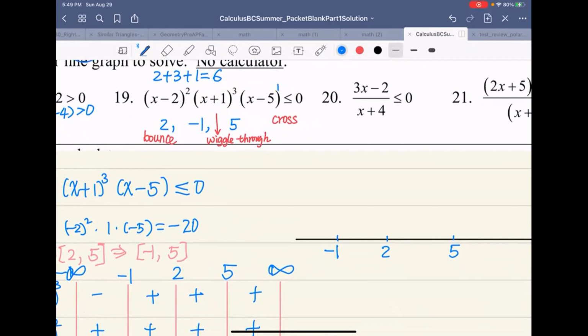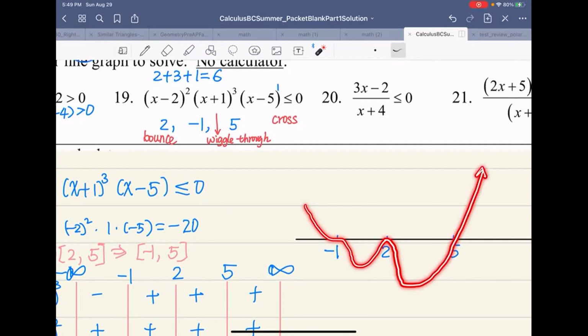What does V goes through mean? It is because this guy is 3. 3 is way bigger than 1. So when x approaches here, it's going to be dragged very flat over here. That's called V goes through. When it comes to 2, x minus 2 squared, you bounce back. And then at 5, you cross. That's what this graph looks like. Does this make sense?